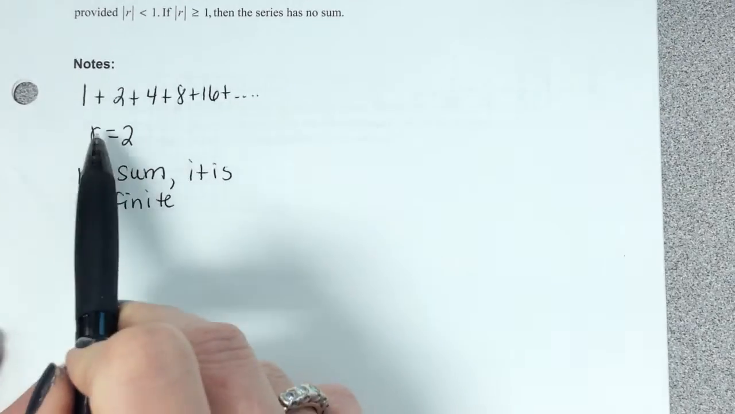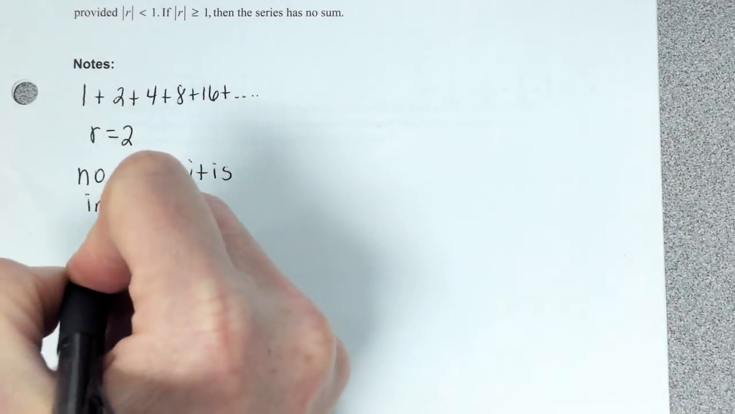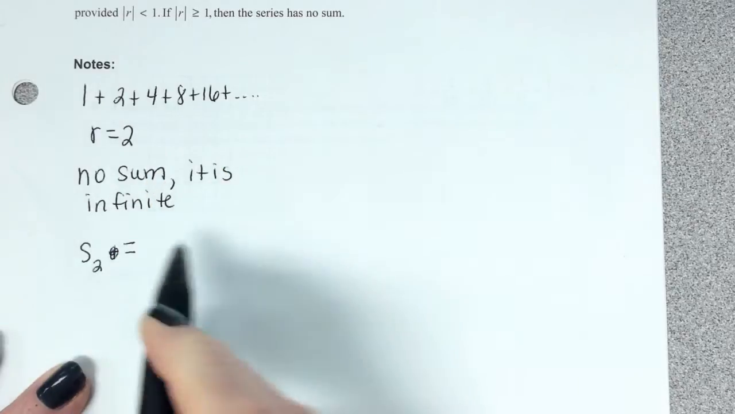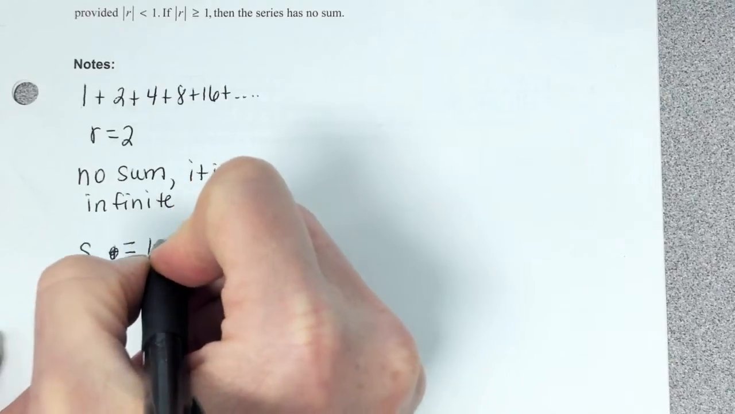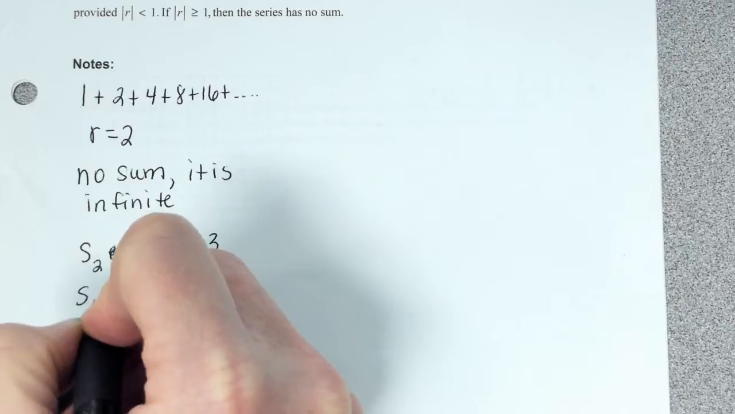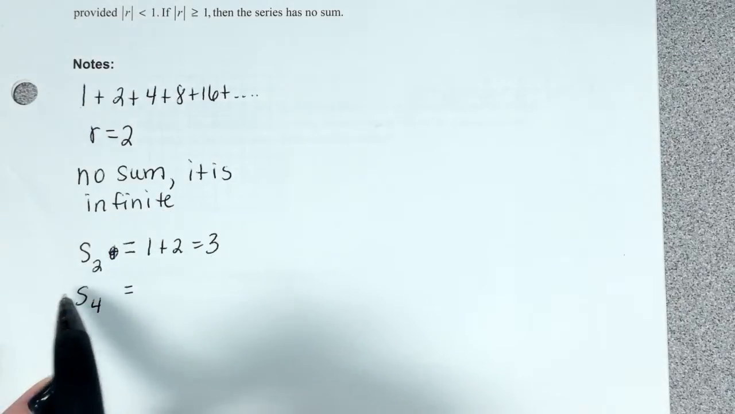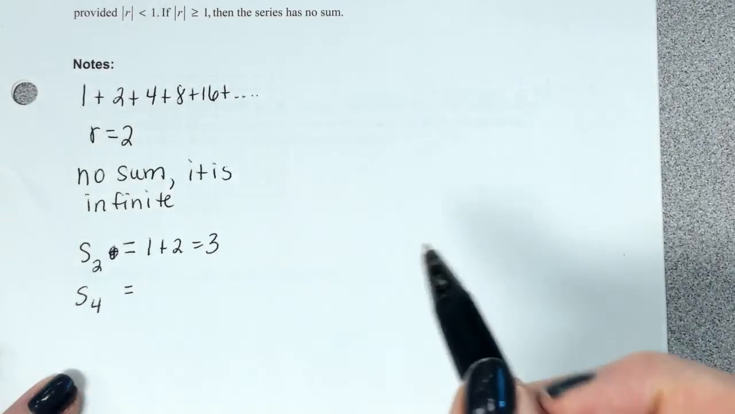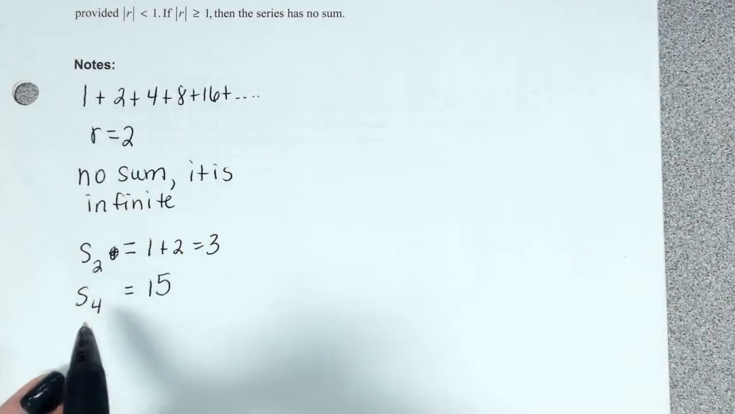Now, I can talk about partial sums for this. I can do S sub 2, which would just mean the sum of the first two terms. So S sub 2 just means 1 plus 2, which is 3. So what's S sub 4, you guys? No, S sub 4 means the sum of the first four terms. It's going to be 15. Okay, so that's what these mean.